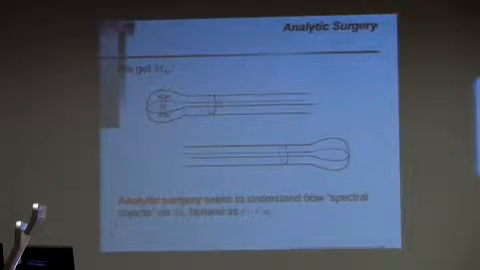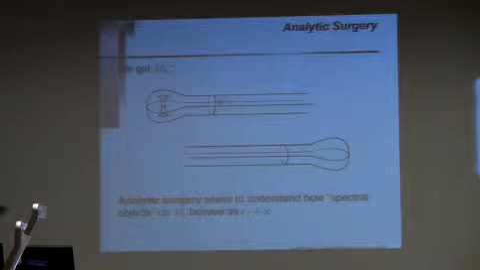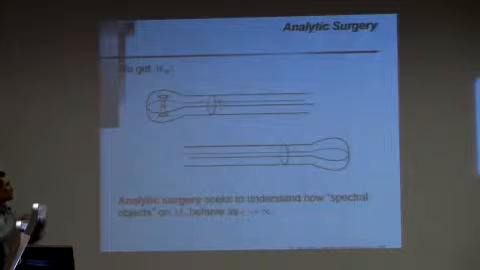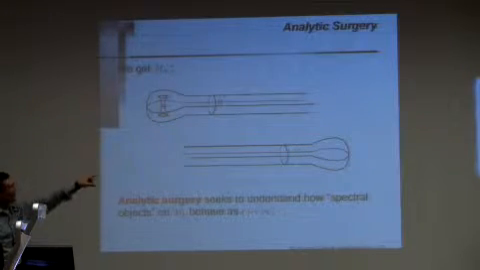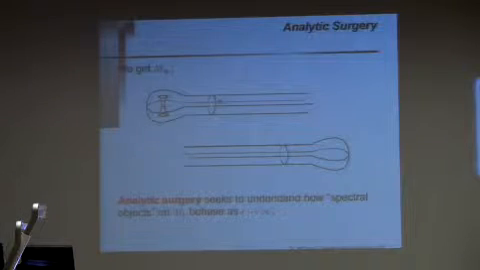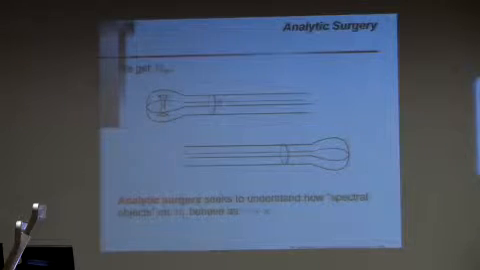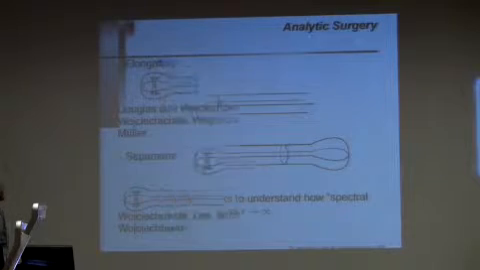And what happens when you get to R equals infinity is you could think of it as taking your manifold and breaking it into two of them, each of which has a cylindrical end on it. Analytic surgery seeks to understand how certain spectral objects, and we're going to be focusing on the zeta function, behave under this surgery.